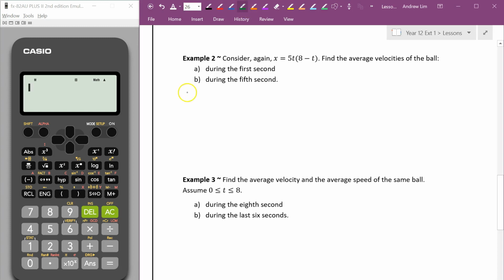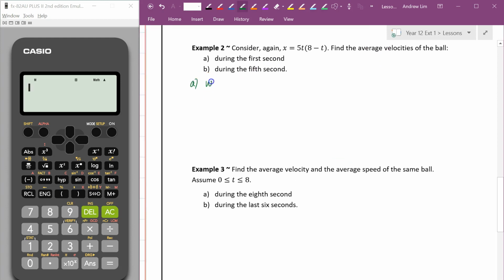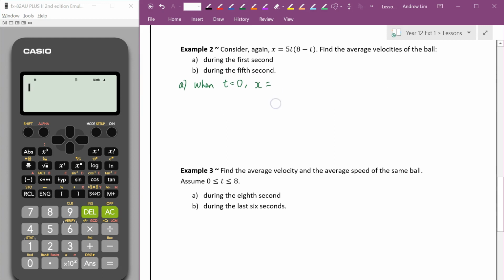Alright, so question A. During the first second is between t equals 0 and t equals 1, right? Because that's the first second. So when t is equal to 0, what is the height of the ball? The height of the ball is just going to be 0, because 5 times 0 is 0, and 0 times whatever that is will be 0.